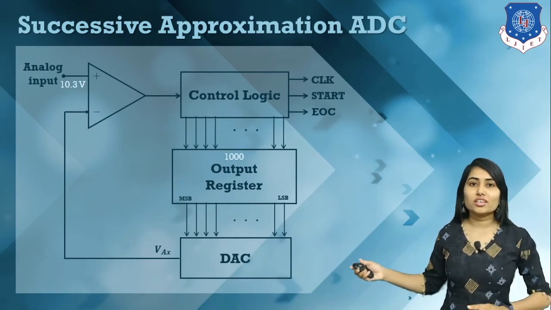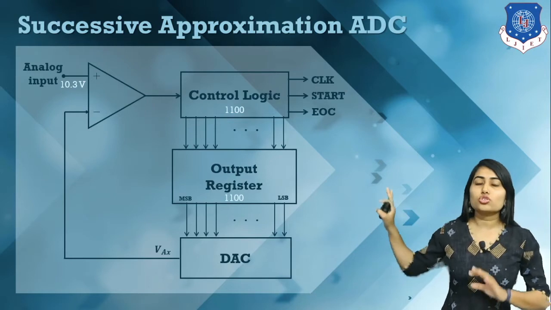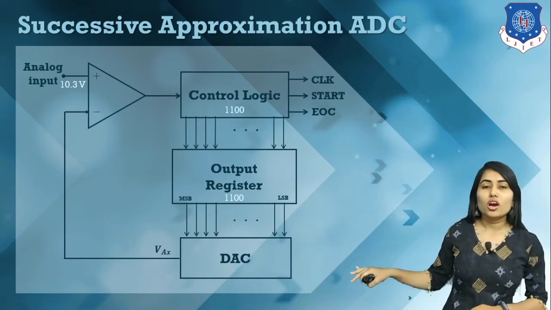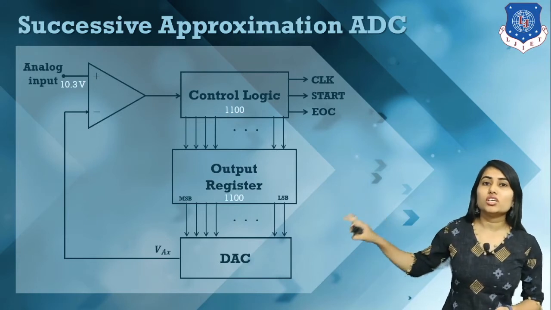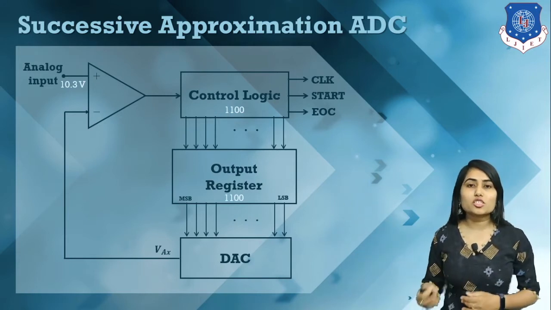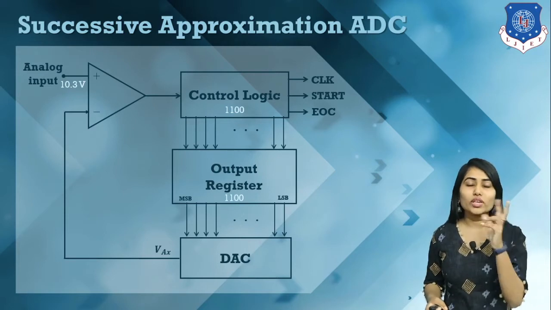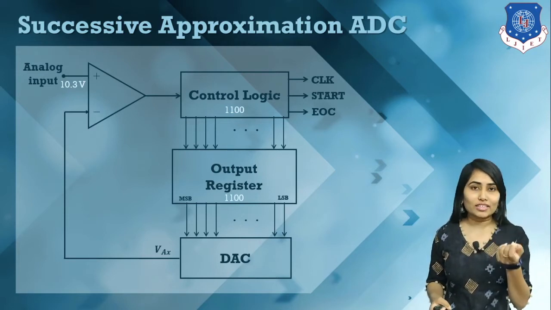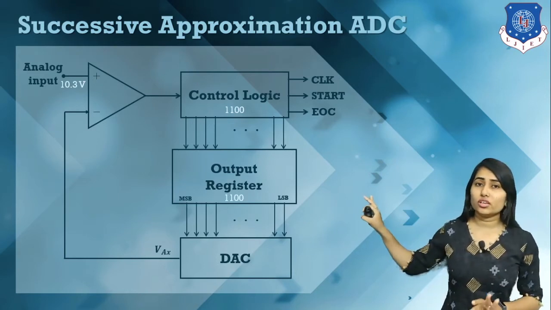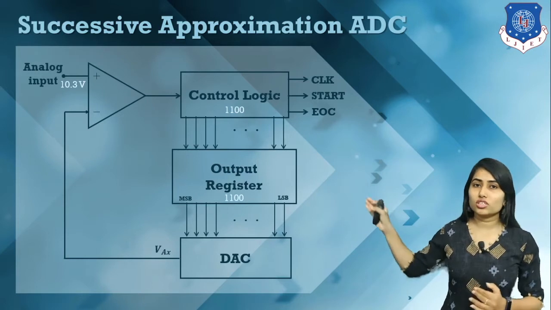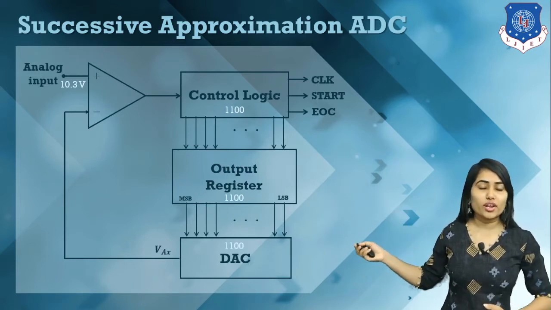Now we generate the second bit, that is 1, so here we have 1 1 0 0. This pattern will be stored into our output register, so we have the binary pattern 1 1 0 0. Now we generate the next binary pattern. We know that our MSB is 1. Now we check the next bit, whether we have to make this bit 1 or 0. This data is stored into the output register, and now it is given to our digital to analog converter circuit.